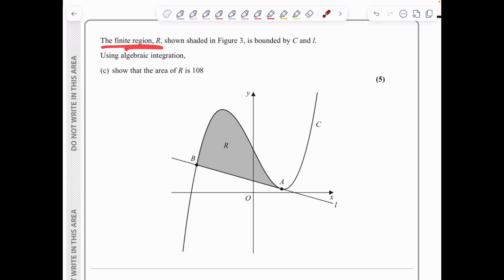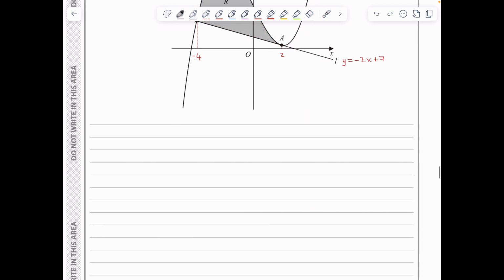Now the finite region R, shown shaded here, is bounded by the curve C and the line L, and we need to use algebraic integration to show that the area of R is 108 units squared. So let me start by updating the diagram here. We've got the equation of the straight line and the equation of the curve. We have established that point B has x-coordinate negative 4 and point A has an x-coordinate of 2. So the region is enclosed above by the curve and below by the straight line, so I'll be using integration. My limits will be negative 4 and 2.